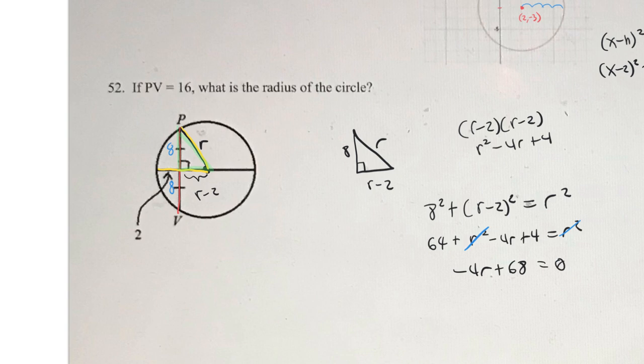Let's add 4r to both sides. We have 68 equals 4r, and then 68 divided by 4 is 17. Okay, so we just found the radius. The radius happens to be 17. Okay, so that is the answer to that one.